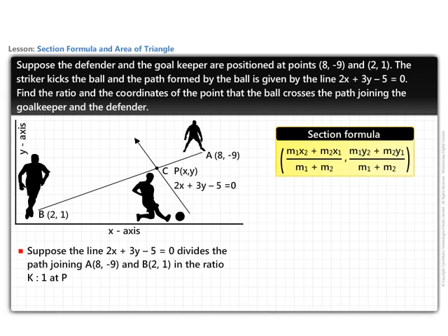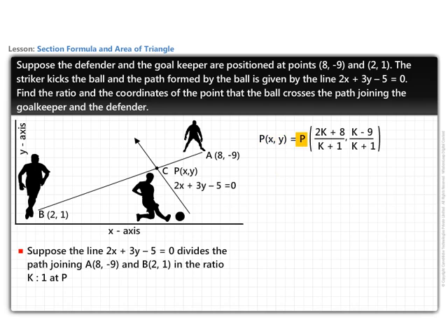According to section formula, coordinates of the point which divides the line joining the 2 points in the ratio m1:m2 internally is (m1x2 + m2x1)/(m1 + m2), (m1y2 + m2y1)/(m1 + m2). From section formula, we get P(x, y) = P((2k + 8)/(k + 1), (k - 9)/(k + 1)), equation 1, which lies on 2x + 3y - 5 = 0.